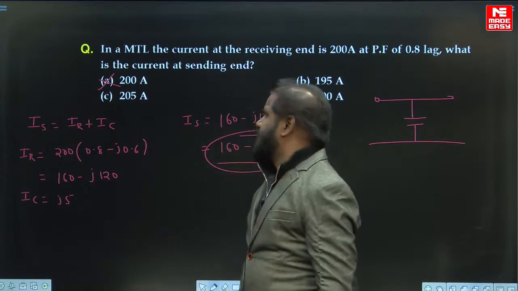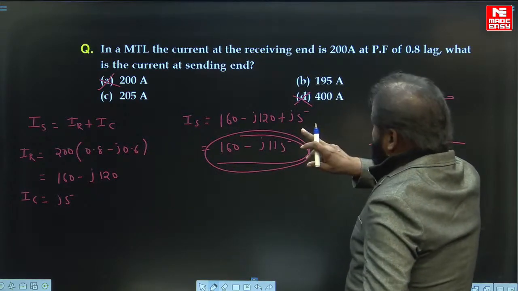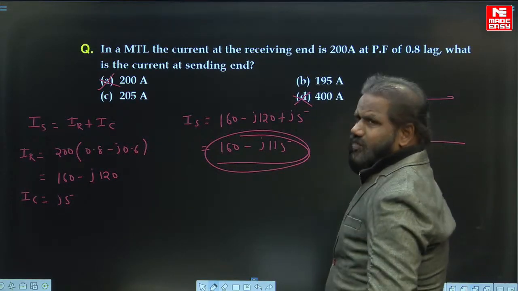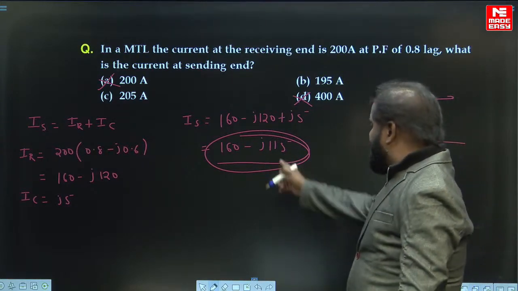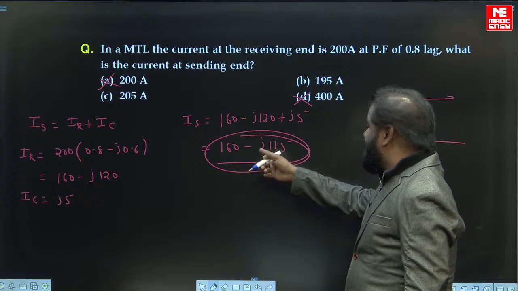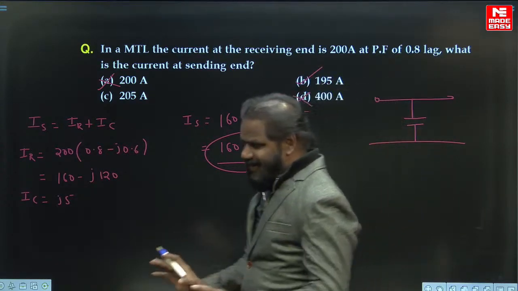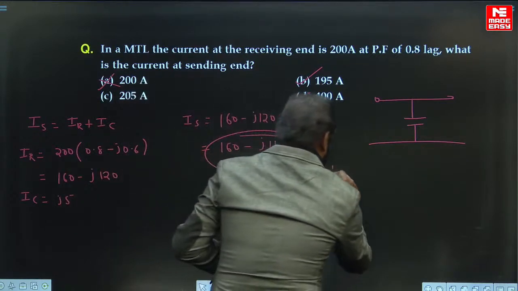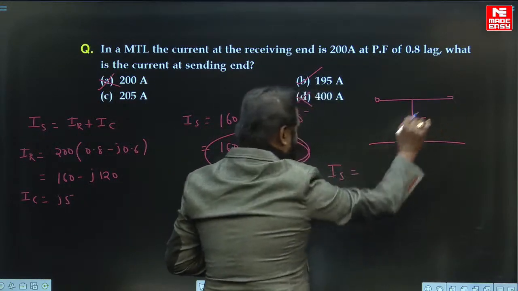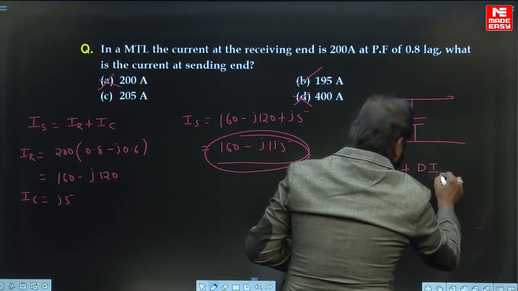So the concern is whether the answer is more than 200 or less than 200. If you take this combination, it comes as less than 200, and less than 200 means this is the right answer. Actually, what I want to tell you is that the sending end current IS is to be obtained, and the formula is CVR plus DIR.